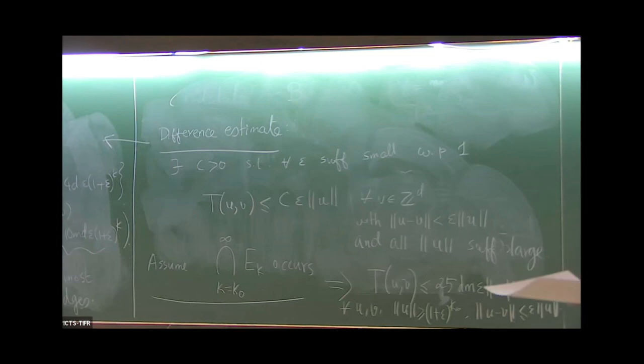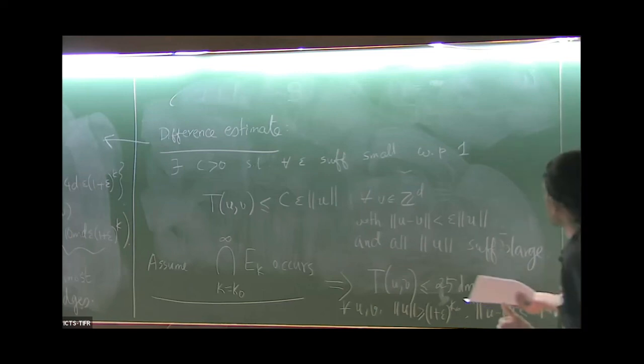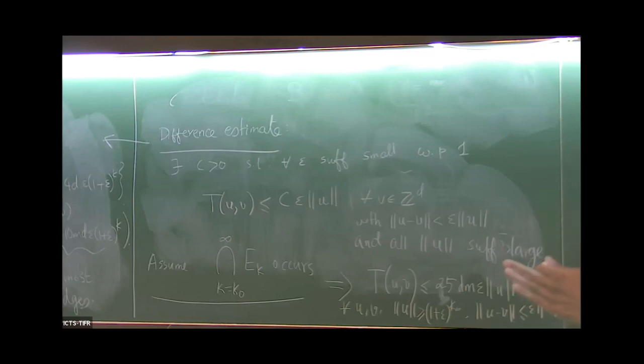Now, because I know that on a probability 1 set, there exists a k0 for which Ek occurs from k0 onwards, then for any sample point on that particular set, for all large enough u, this will occur, which is exactly what the difference estimate requires. But one more step remaining, which I will not do, is that you have to go from Ck to all points. I'm only dealing with Ck here, but how do I take care of points between (1 plus epsilon)^k and (1 plus epsilon)^(k+1)?